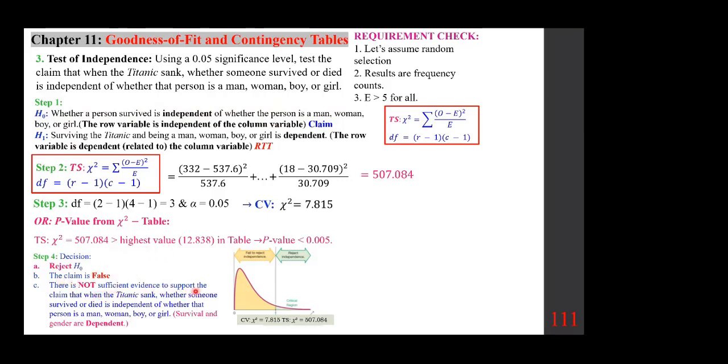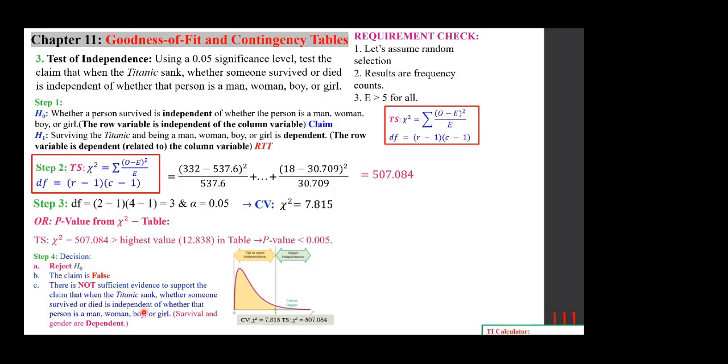So there's not sufficient evidence to support the claim that when the Titanic sank, whether someone survived or died is independent of whether that person is a man, woman, boy, or girl. In other words, survival and gender are dependent. That's another way of putting it.